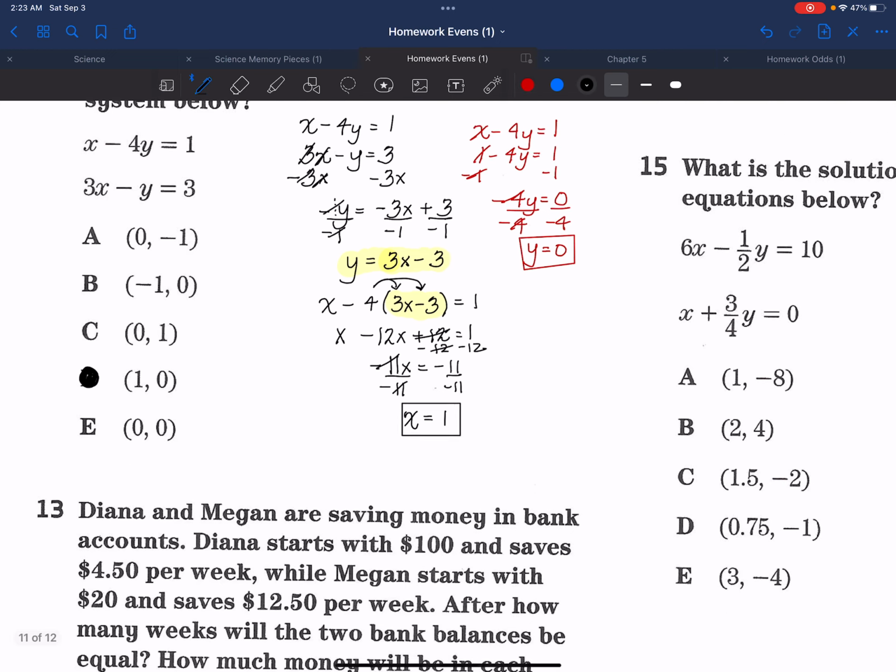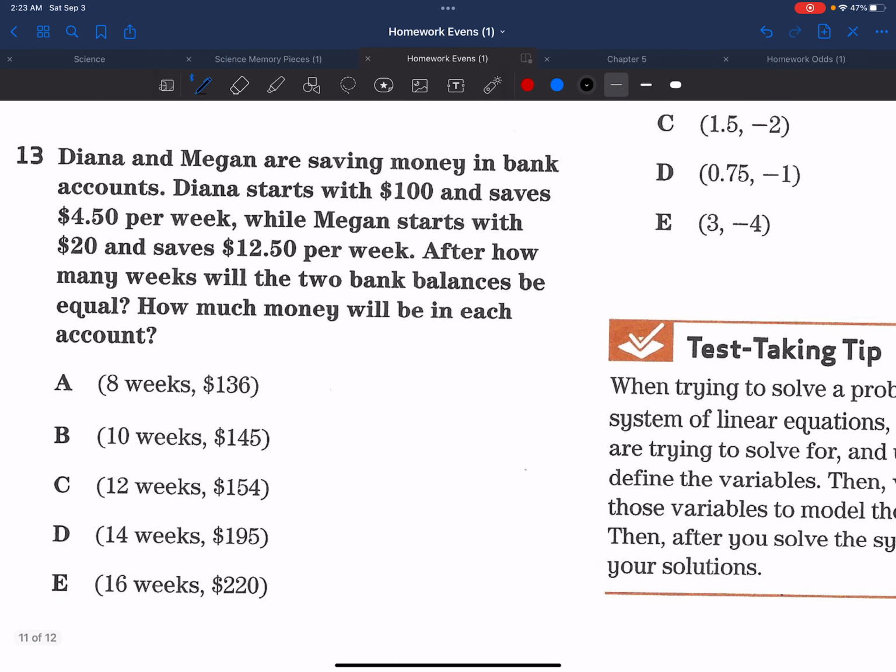Okay, number 13. Diana and Megan are saving money in bank accounts. Diana starts with $100 and saves $4.50 per week, while Megan starts with $20 and saves $12.50 per week. After how many weeks will the two bank balances be equal, and how much money will be in each account?